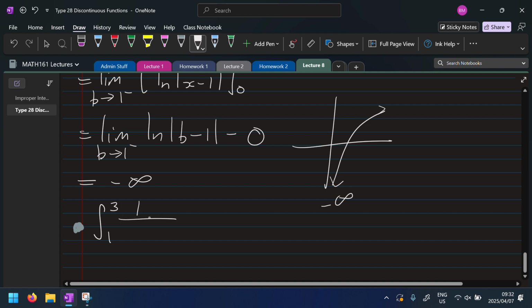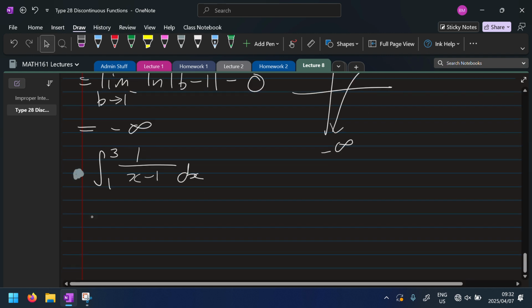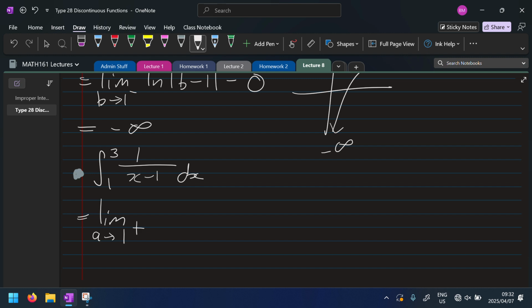1 to 3, 1 over x minus 1 dx. And again, 1, that's a problem. We don't want to substitute 1. We're going to replace this with, let's call it a, and take the limit as a goes to 1. Again, there's a problem here at 1. So this will be the limit as a goes to 1 plus, because we're on the right-hand side of the asymptote. So this will be the integral from a to 3, 1 over x minus 1 dx.